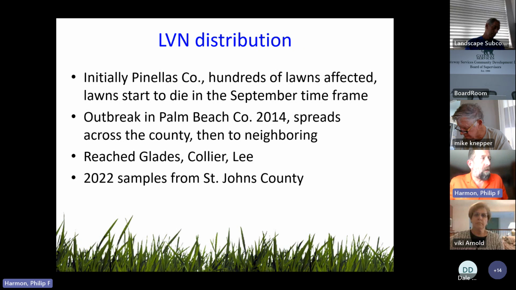Okay, moving on. What is the distribution of lethal viral necrosis? As I mentioned, Pinellas County was one of the first counties where we saw this disease. South St. Petersburg was where it occurred, in some very high-end neighborhoods with very well manicured lawns, excellent turf quality throughout. That's where the disease occurred first. And then later, the next year, 2014, we saw the same in Palm Beach County. The two incidences could not be connected epidemiologically.